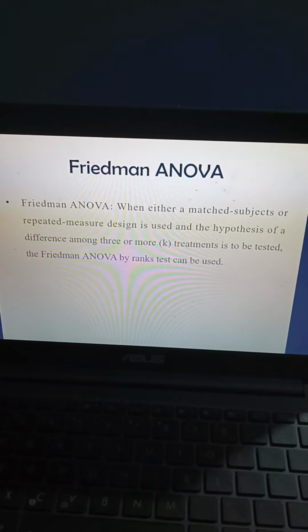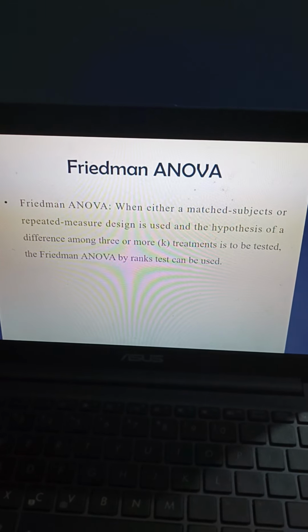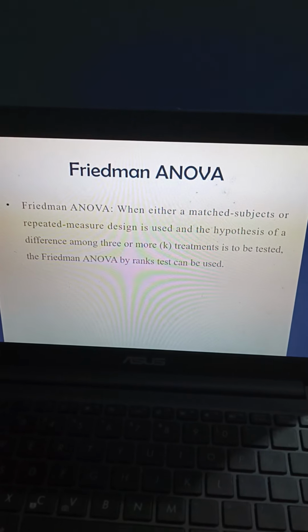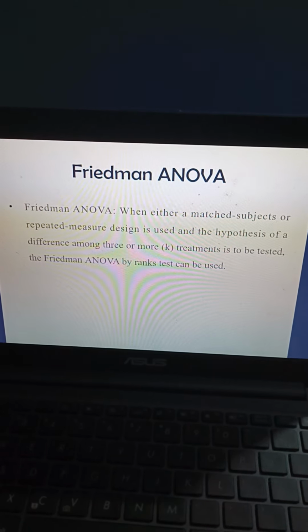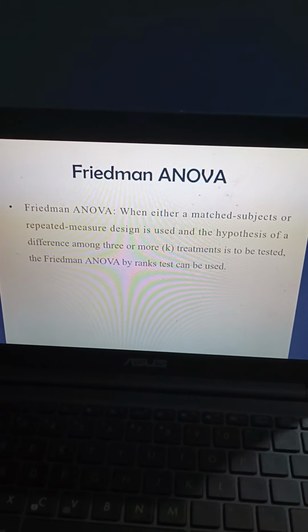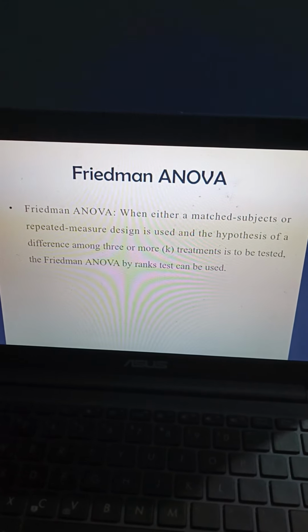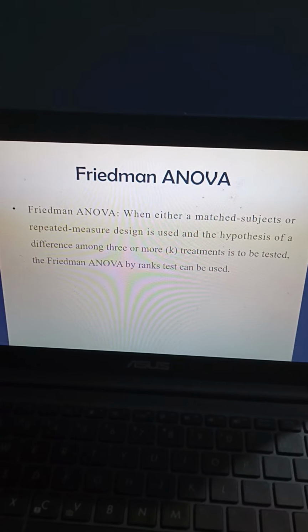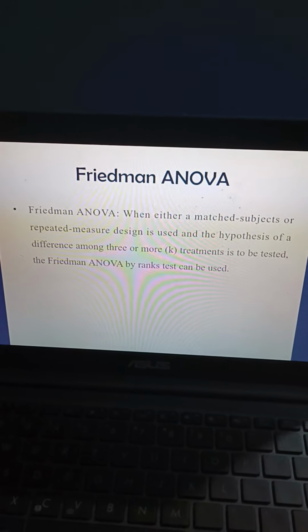Then another test is Friedman ANOVA. When either a matched subjects or repeated measure design is used and the hypothesis of a difference among 3 or more K treatments is to be tested, the Friedman ANOVA by ranks test can be used.